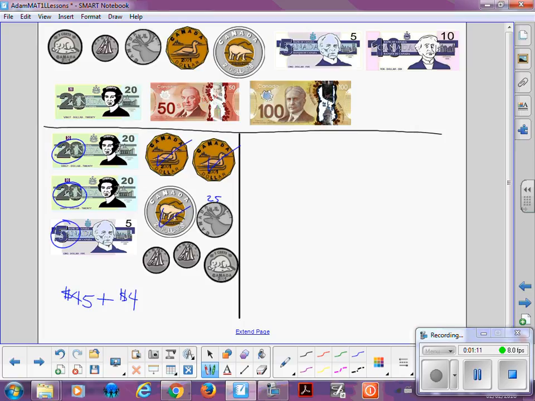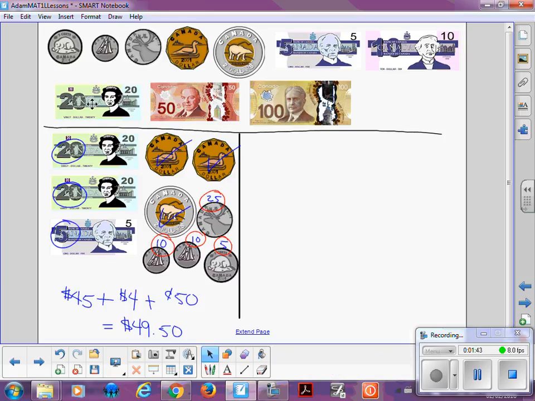And now this is where that skip counting comes in. So we're going to start at 25, and I have a 5, a 10, and a 10. So 25 and 5 is 30. And then we skip count by 10s, 40, 50. So plus 50 cents. So in the end, we have $45 in paper money plus $4 in coins. So that brings us to $49. And then we have 50 cents left over. So $49.50.